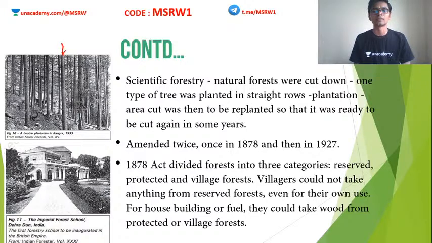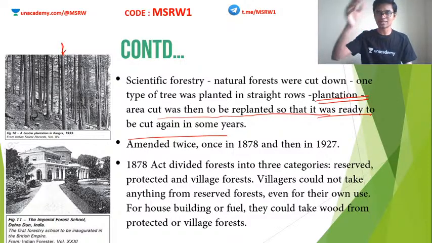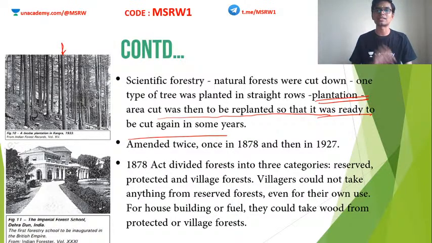This is where the idea of plantation started coming up, and the area cut was then to be replanted so that it is ready to be cut again in some years. Once this tree has grown up, it is cut down for timber purposes, and then some other plants are allowed to grow in this region for a short time. Later on, again this is cleared and another set of commercial purpose trees are planted. This is how it went on.